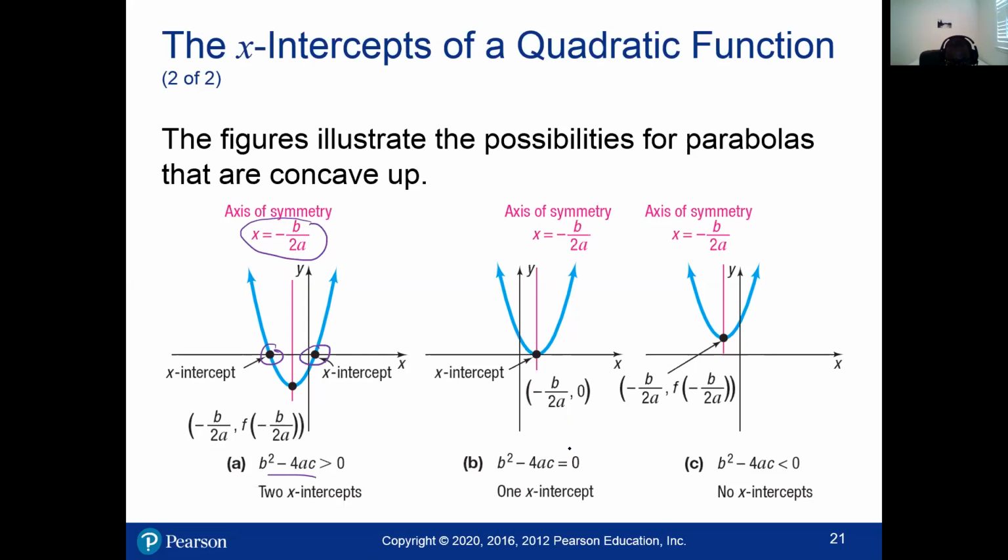Now, if it is equal to 0, then the vertex, of course, will touch the x-axis. If it is concave down, it's going to be something like that. And that is another situation. The axis of symmetry is still the same. It doesn't change: x is equal to minus b over 2a. Now, if the discriminant is negative, then there's no x-intercept. So the graph stays above or below the x-axis, whether it's concave up or concave down.